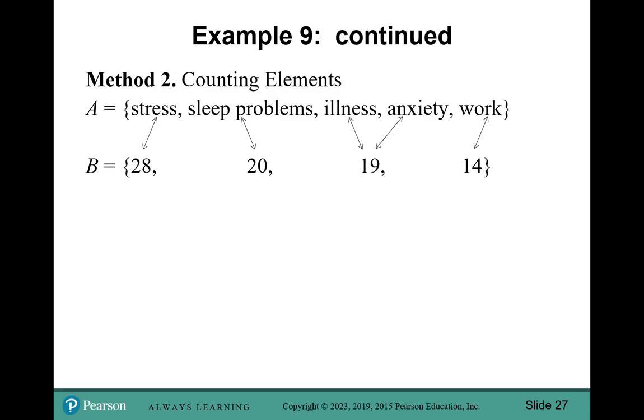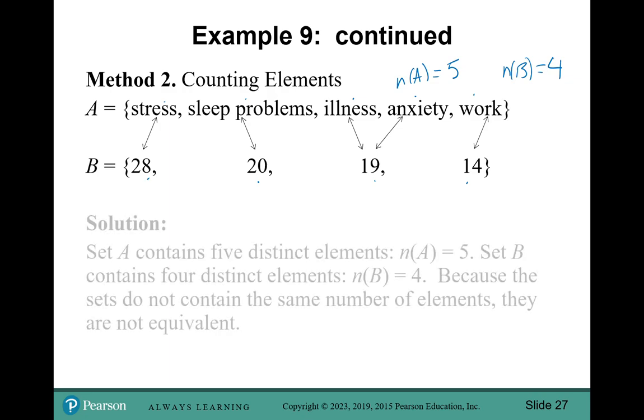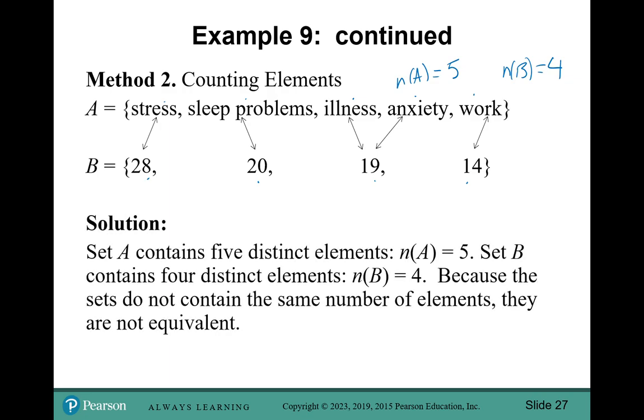Here, if we look at the cardinality of set A, the cardinality of set A is 5. Because we have 5 things in set A. 1, 2, 3, 4, and 5. If we look at the cardinality of set B, we only have 4 things. 1, 2, 3, 4. Because those cardinalities are not equal, then we know that the sets are not equivalent. So because the sets do not contain the same number of elements, they are not equivalent.